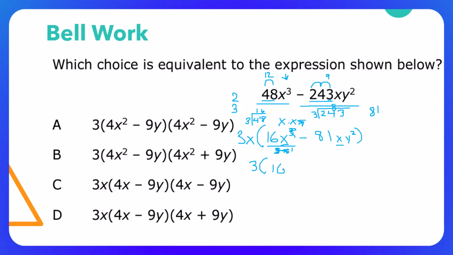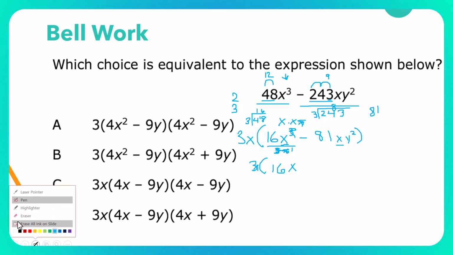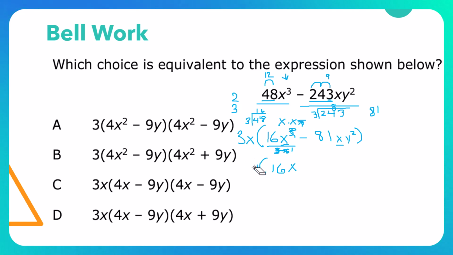So we still have that 16. We're factoring out an x. That's messy. Let me erase that. I don't like that, but I want to make sure that you can see it. All right, so we're factoring out a 3x, and we're left with 16x. 3 times 16 is 48. 3 times x, I'm left with x squared.